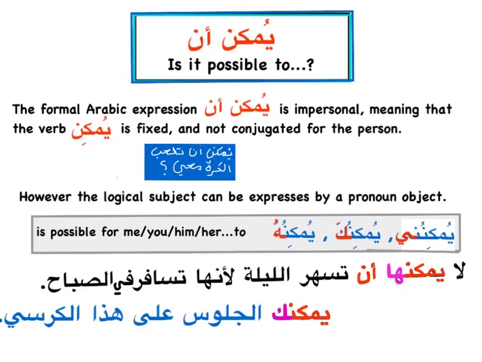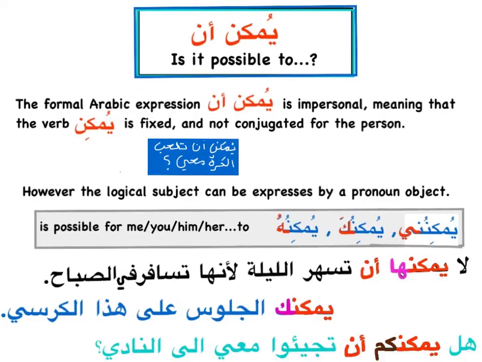You can sit. And last but not least, we have هل يمكنكم أنتم أن تجيئوا معي إلى النادي. Can you all come with me to the club? So we didn't technically conjugate يمكن with the subject. We added an object pronoun to the word. So in this sentence, theoretically, you are the object of this sentence. Is it possible for me to do such and such?